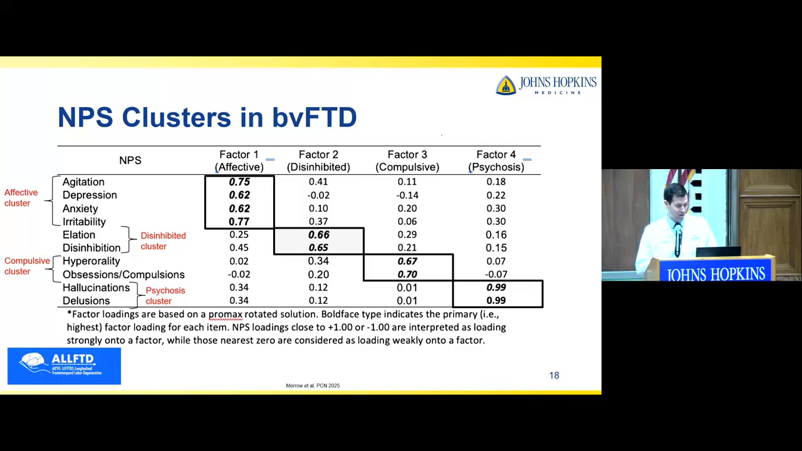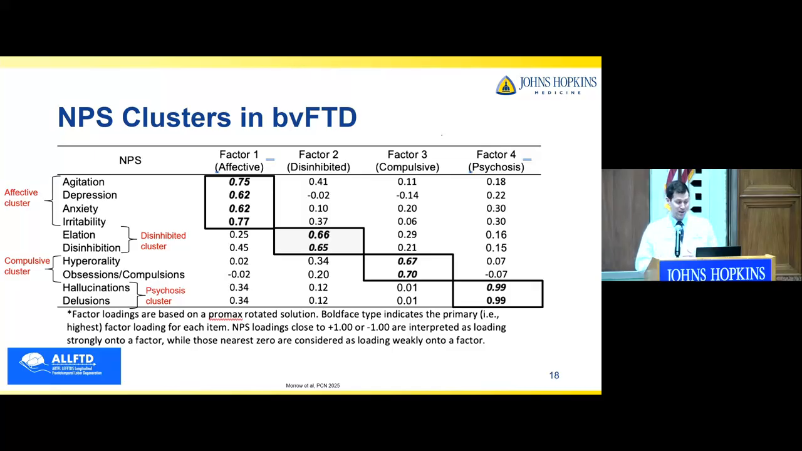So the first, factor one, I'm calling affective, similar to what was hypothesized, and it's a mix of agitation, depression, anxiety, and irritability. There's a second cluster that we named the disinhibited cluster with prominent elation and disinhibition. A third cluster where more compulsive symptoms travel together, hyperorality and obsessions and compulsions, and then a fourth cluster, psychosis, so hallucinations and delusions. And so this made a lot of sense.